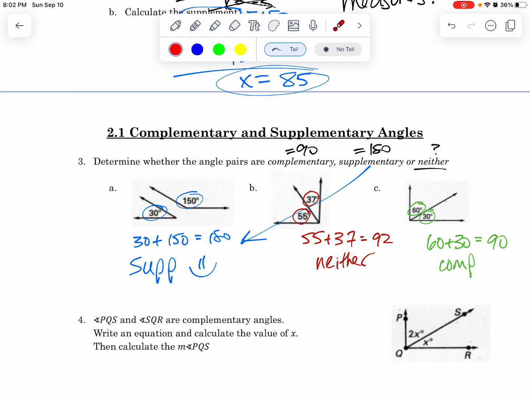Moral of the story, you guys. One last time, complementary 90. Supplementary 180. Can you remember that? That's the lesson of the day.